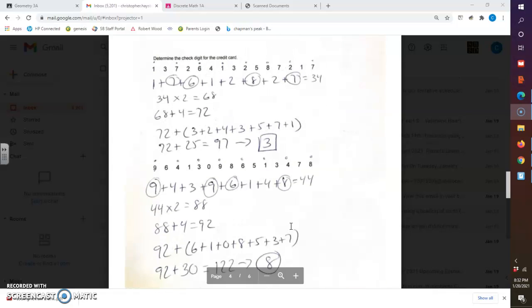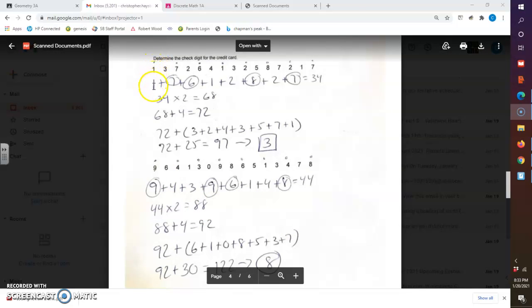With a credit card number, once again, we're following the process. We're adding all the odd spotted numbers. 1, 7, 6, 1, 2, 8, 2, and 7. And if you notice up top, I put a little mark on the 1st, 3rd, 5th, 7th, 9th, 11th, 13th, and 15th number. That sum is 34.